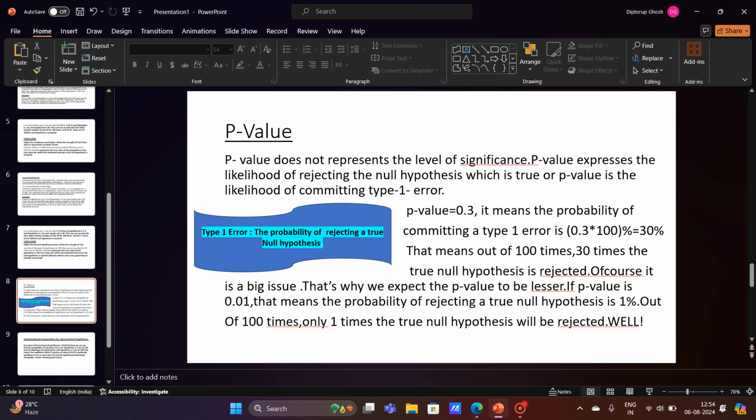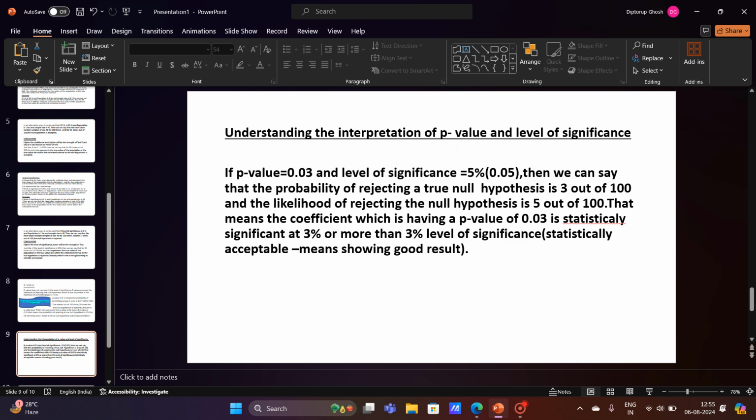If p-value is 0.3, that means the probability of committing a type 1 error is 30%. Let me express it: out of 100 times, 30 times the true null hypothesis is rejected. Of course, it is a big issue. That's why we expect the p-value to be very low. If p-value is 0.01, that means the probability of rejecting a true null hypothesis is only 1% out of 100 times. Only one time the true null hypothesis will be rejected. Well, that's very good.